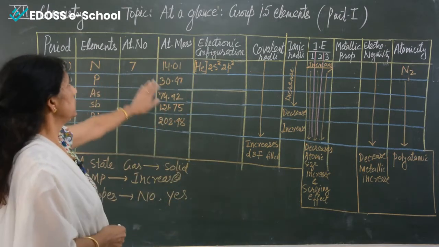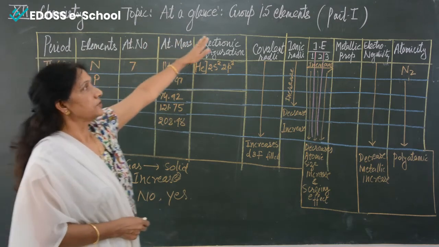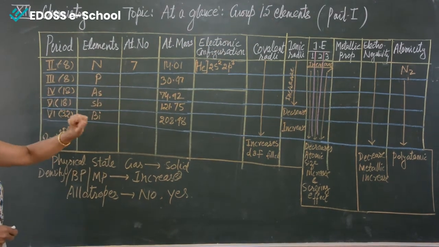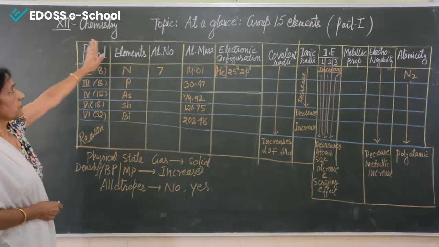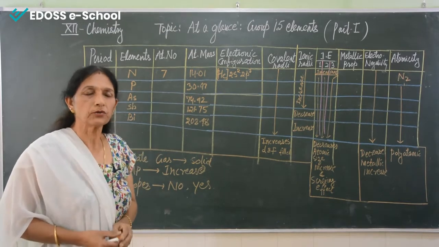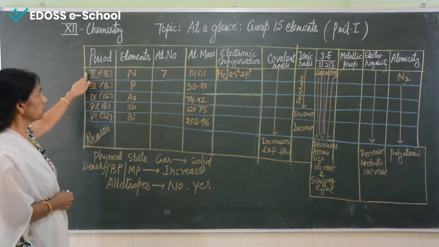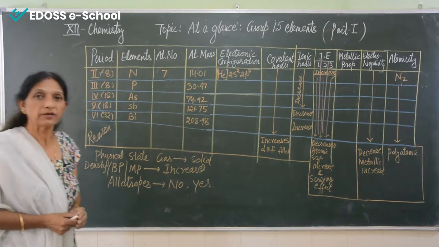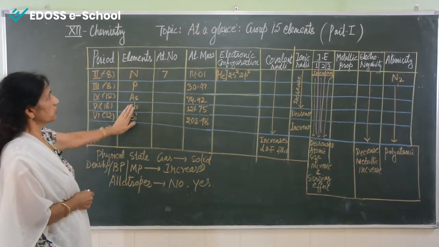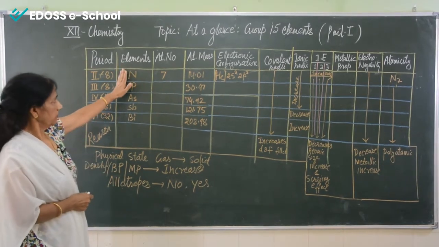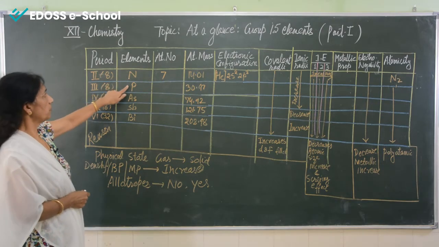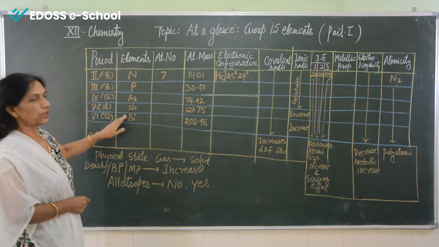So here you can see the topic at a glance, group 15 elements. All the properties I have written here. First of all, if we are studying any group, we must know in which period each element comes. Here you can see the names of the elements of group 15: first nitrogen, then phosphorus, arsenic, antimony and bismuth.